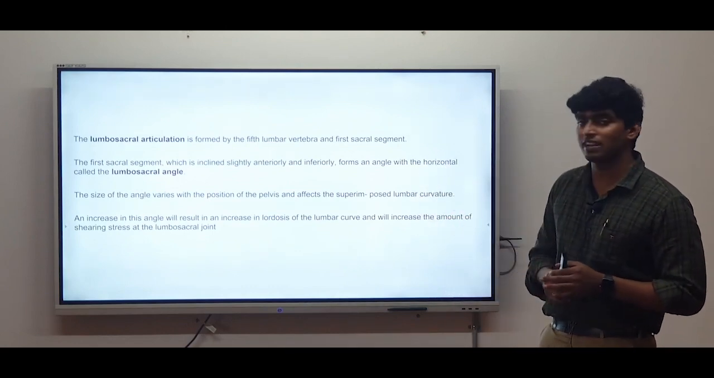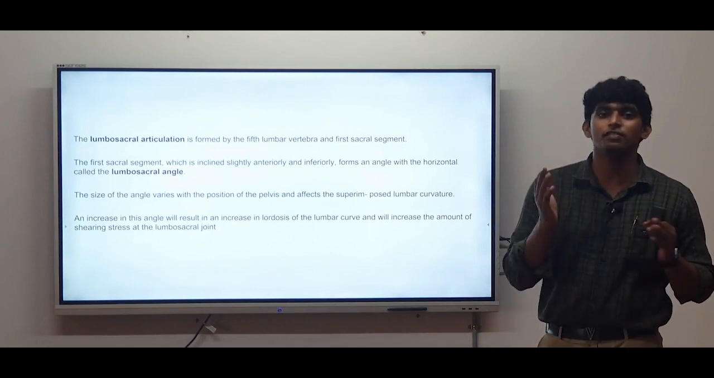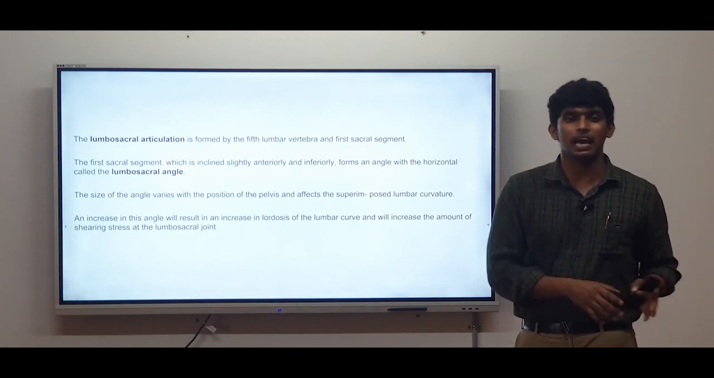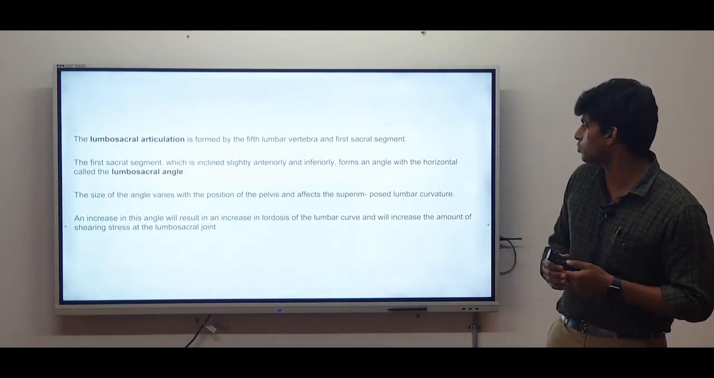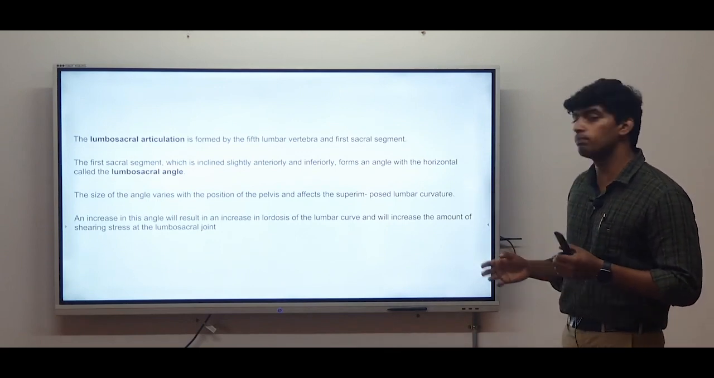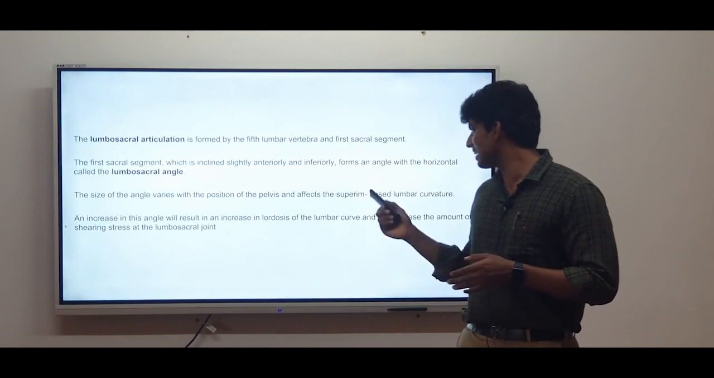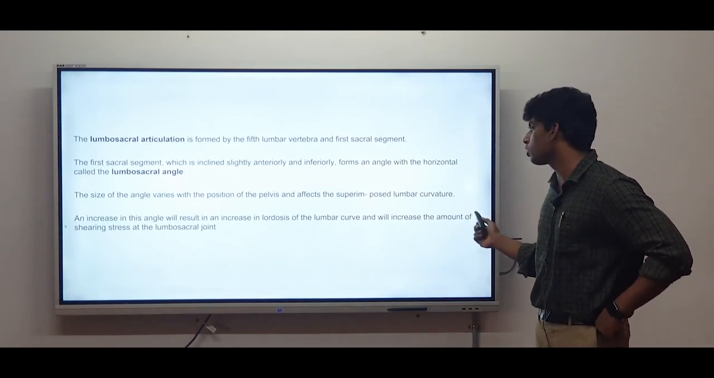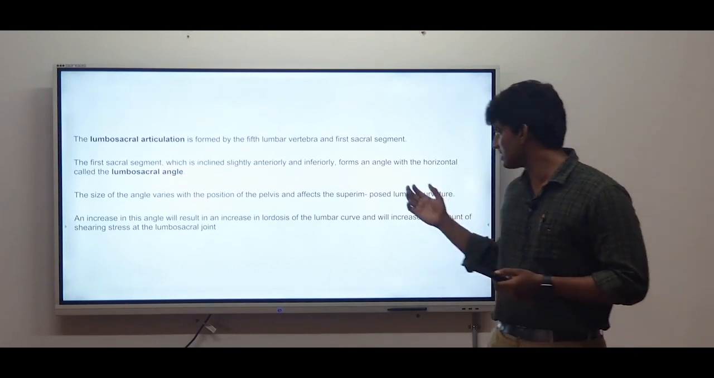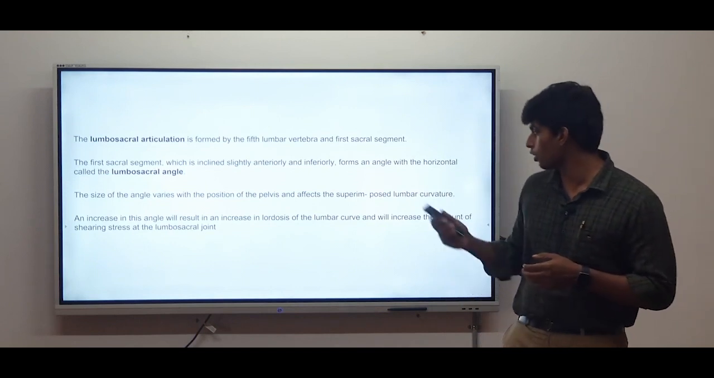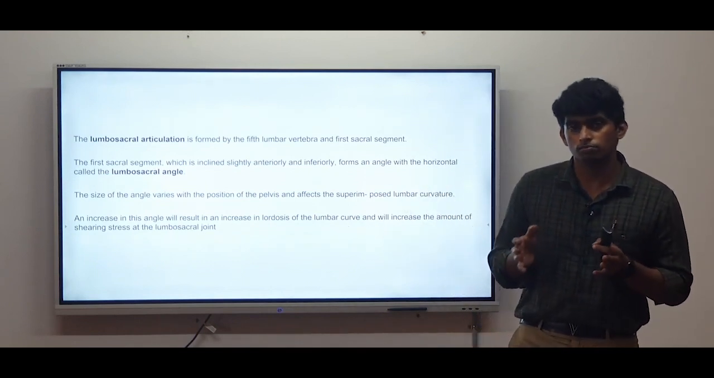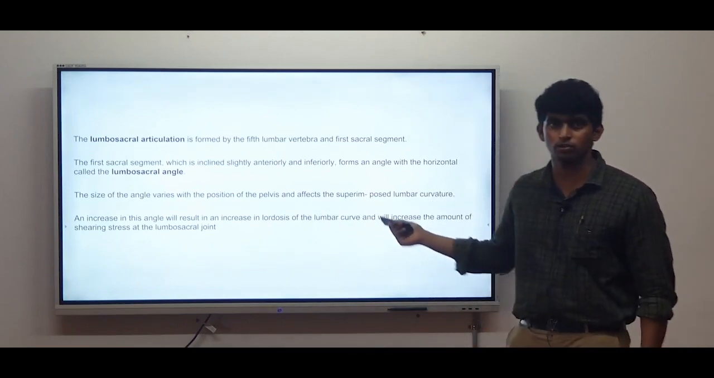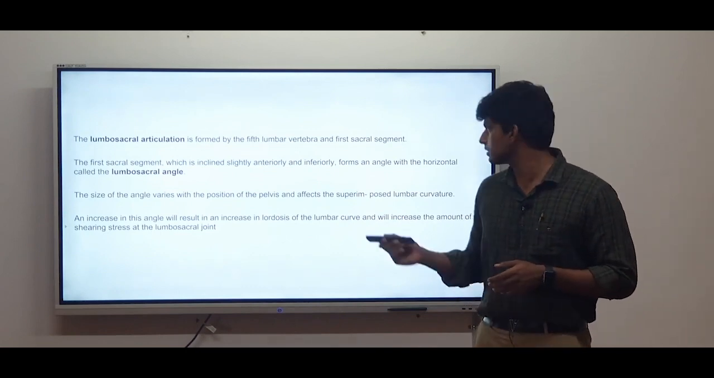The first sacral segment is inclined slightly anteriorly and inferiorly, forming an angle with the horizontal, which is called the lumbosacral angle. The size of the angle varies with the position of the pelvis and affects the superimposed lumbar curvature. An increase in the angle will result in an increase in the lordosis of the lumbar curve and will increase the amount of shearing stress at the lumbosacral joint. Hopefully you know what I mean by shear force. Just go back and find out what shear force means, because it is there in the first chapter of biomechanics.